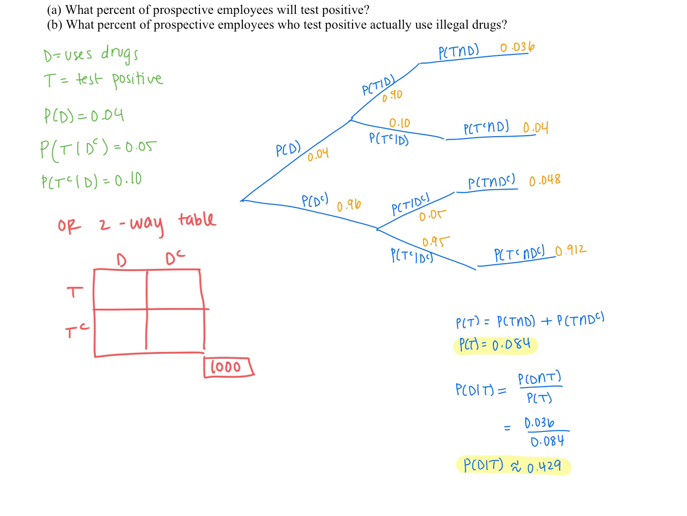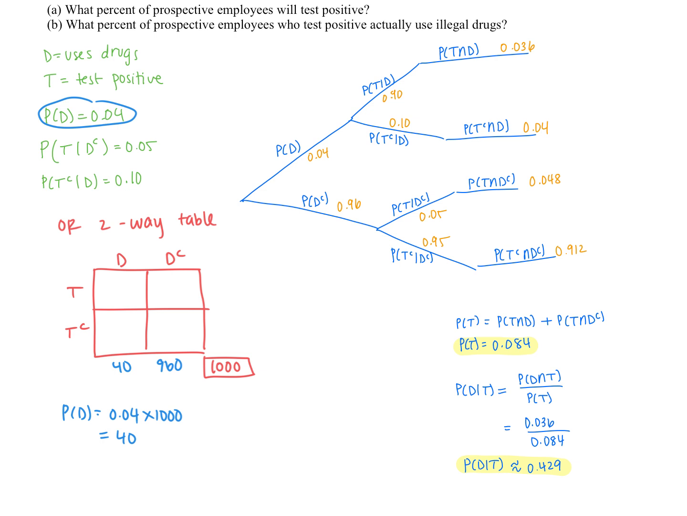So the first thing that I know is I know that 4% of people are drug users. So if I take that probability of D, which is 0.04, and I multiply it by that 1,000 people, that tells me that 40 people in my table are drug users. So that 40 goes here, which means then there are 960 that are not drug users.